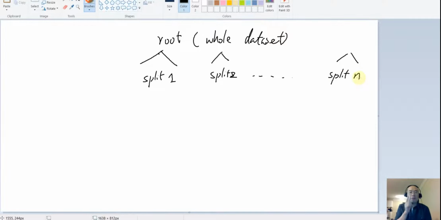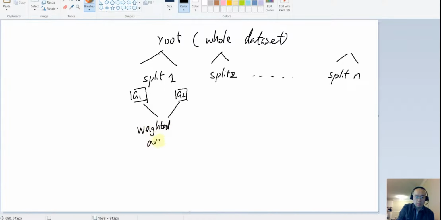Okay, and then for each of the splits, what do we do? For each split, we will have Gini 1 and Gini 2. We want to calculate Gini 1 and Gini 2, and then we want to have a weighted average. This is the weighted average of the Ginis for split 1. And then for split 2, it's the same thing. We want Gini 1 and Gini 2, and then eventually we have the weighted average again.